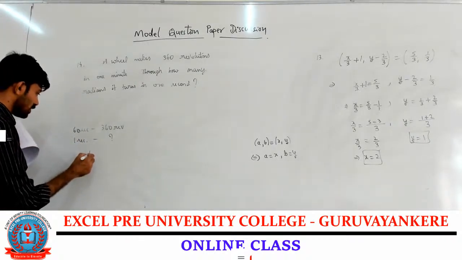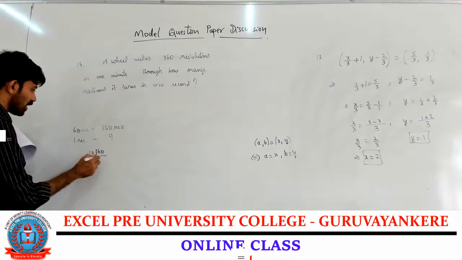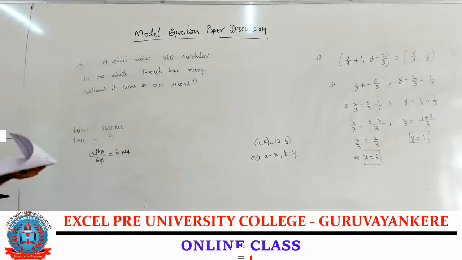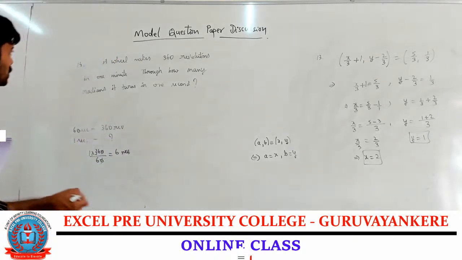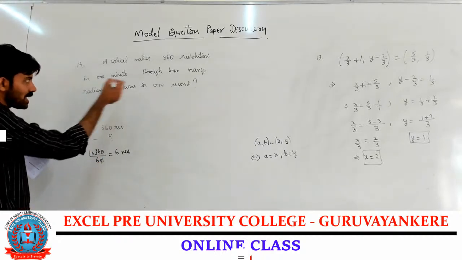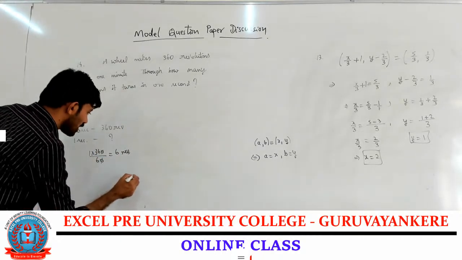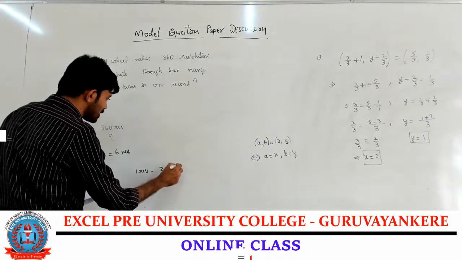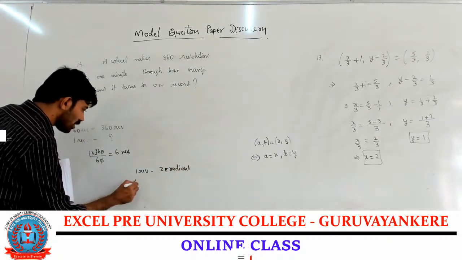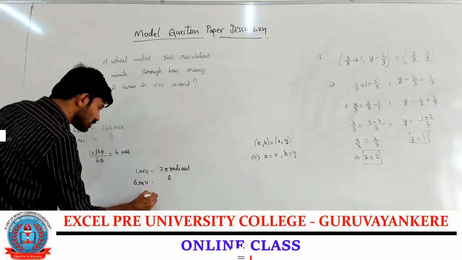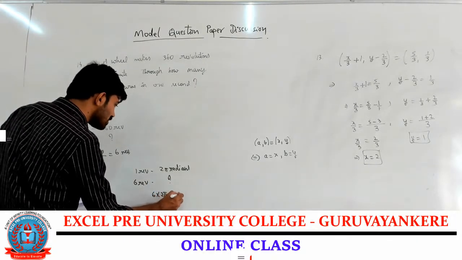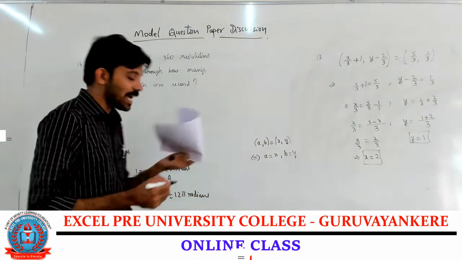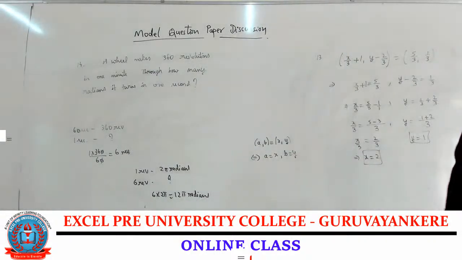In 60 seconds it makes 360 revolutions. In 1 second how much? So 1 into 360 divided by 60 is equal to 6. It makes 6 revolutions in 1 second. How many radians does it turn in 1 second? Correct? In one revolution the angle covered is 2 pi radians, 360 degrees, that is 2 pi radians. For 6 revolutions how much? So 6 into 2 pi is equal to 12 pi radians. It covers an angle of 12 pi radians.